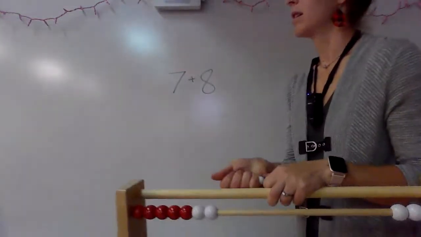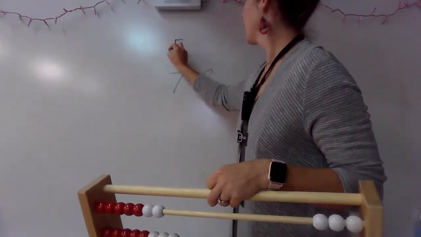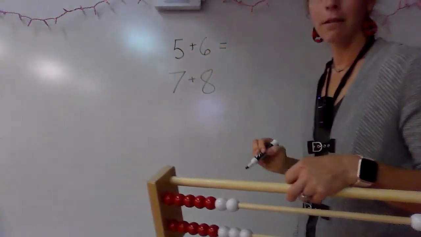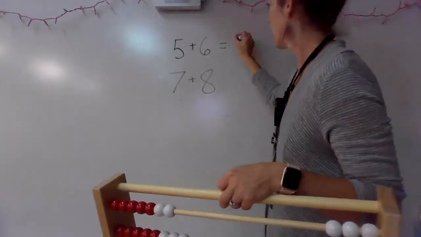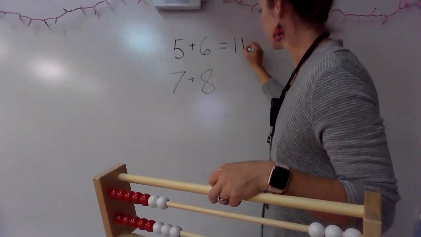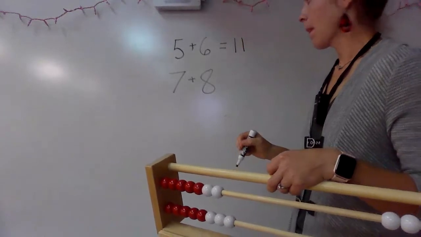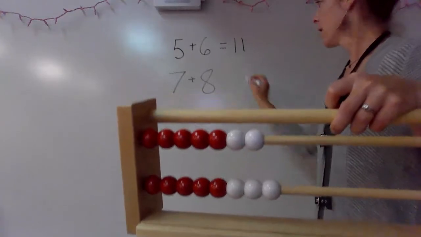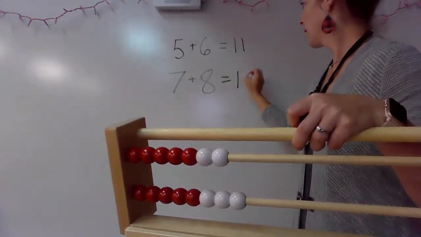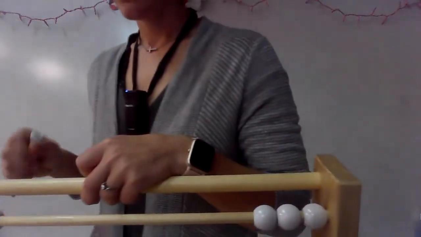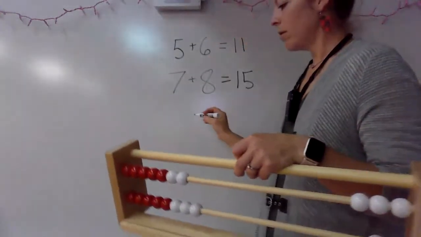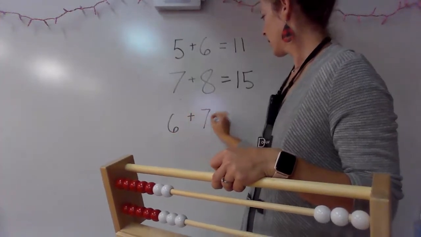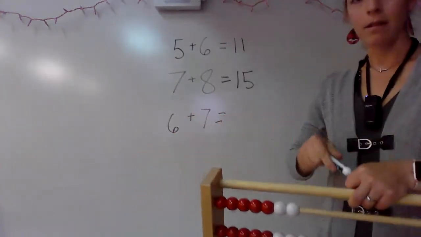I'm going to rewrite our answers on the board. What did we discover 5 plus 6 was? 11. And 7 plus 8 we discovered was 15. What about 6 plus 7?